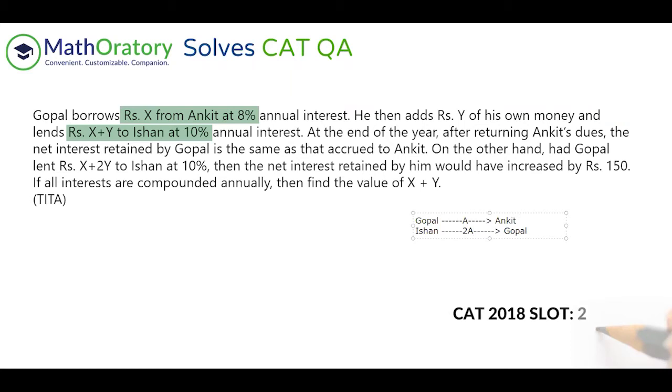Now I hope this is clear why this is happening. Effectively, whatever interest Gopal has generated from the money lent to Ishan, Ankit has generated half of it by lending to Gopal. So what we know is 10% was the rate of interest. So 10% of X plus Y is equal to twice 8% of X, so we can write this directly as 16% of X, because 2 times 8% of X is double the amount.